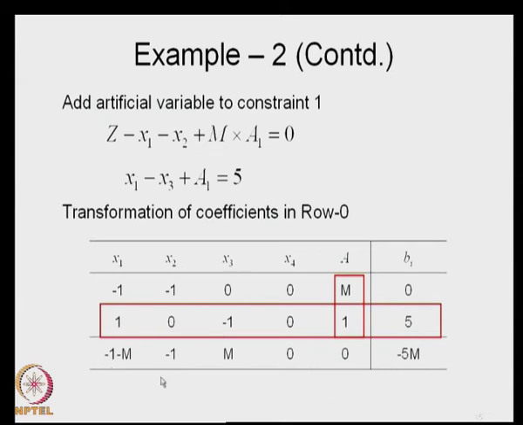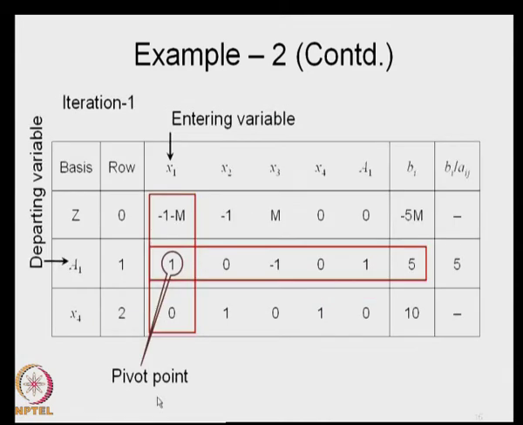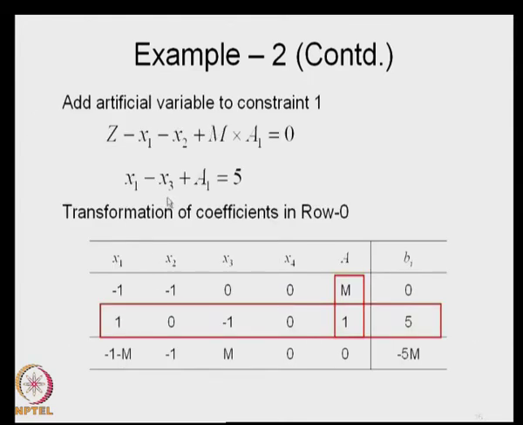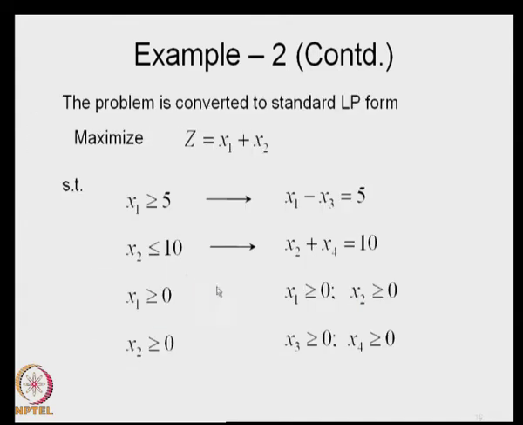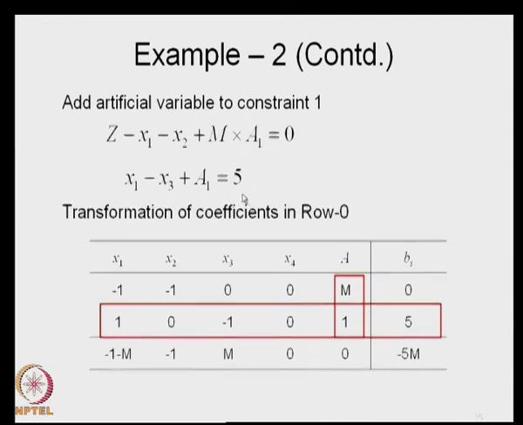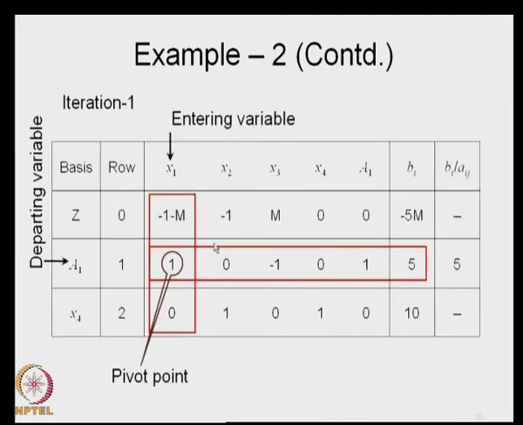This is what we use in the first simplex tableau. So, we write the simplex tableau, rows 0, 1, 2. Now, this is row 0: minus 1 minus m, minus 1, m, 0, 0, minus 5 m, and row 1 is your x1 minus x3 plus a1. This is row 1. So, x1 plus 0 x2 minus x3 plus 0 x4 plus a1 is equal to 5. Like this you write row 1 and row 2.